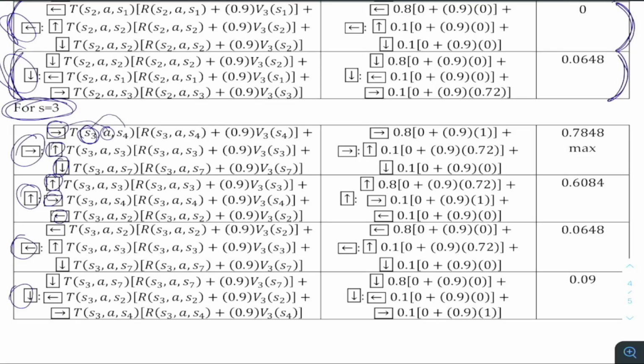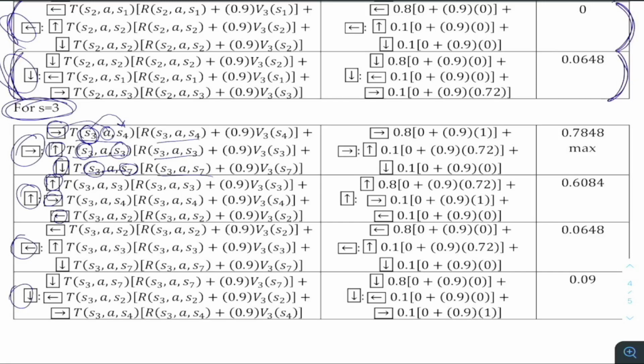What is the right neighbor of S3? S4. Okay, what is the up neighbor of S3? Again, S3. Okay, if you have the function, you don't need to think about that. The function does that for you, right? The subroutine that you coded. What is the down neighbor of S3? S7.